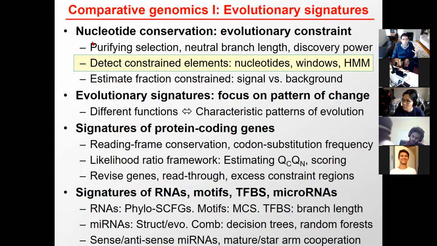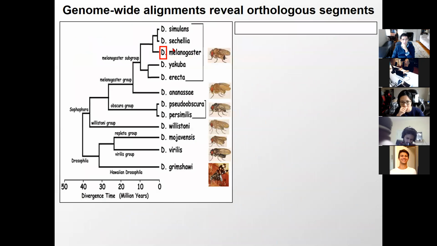So now we have studied the concept of neutral branch length and how it scales with discovery power, and how purifying selection maintains functional elements unchanged by excluding those species and those organisms that have accumulated mutations that disrupt them. Now let's look at detecting constraint elements, and specifically looking at individual nucleotides or windows or building a hidden Markov model that can detect these nucleotides. So you can now build these genome-wide alignments that reveal orthologous segments.